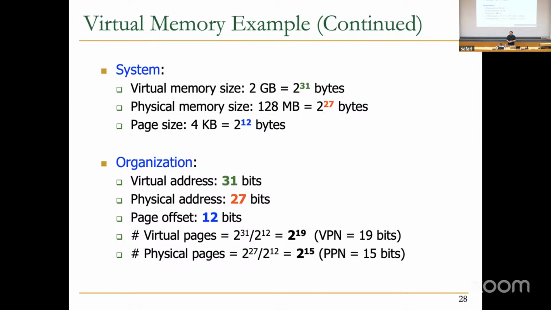So how many virtual pages do we have? We have 2 to the power of 19 pages. Why? Because we divide the size of the virtual address space by the size of the page, which is 2 to the power of 12, which means that we need 2 to the power of 19 virtual pages in the system. In the case of the physical address space, we have 2 to the power of 27 divided by 2 to the power of 12, and we have 2 to the power of 15 pages in the system. So we need to map the 19 bits for the pages in the virtual address space to 15 bits in the physical address space.